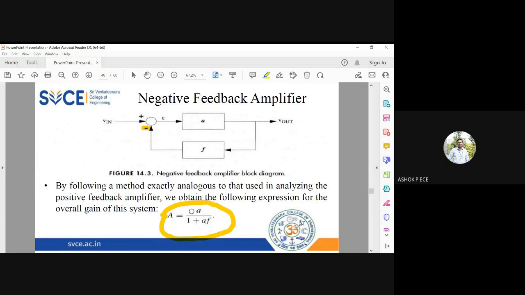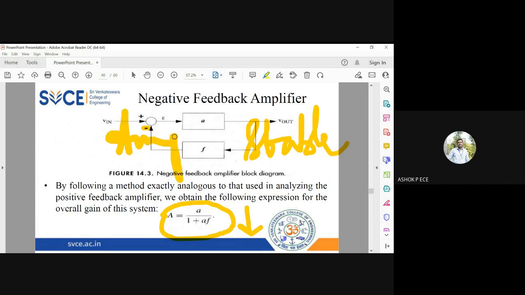Since you can see the gain is getting reduced, there is no way the output value will increase, so the system is always going to be stable. Whereas with positive feedback, at any time it can go to instability. So negative feedback is used in amplifiers, positive feedback is used in oscillators. Please remember that very, very clearly.